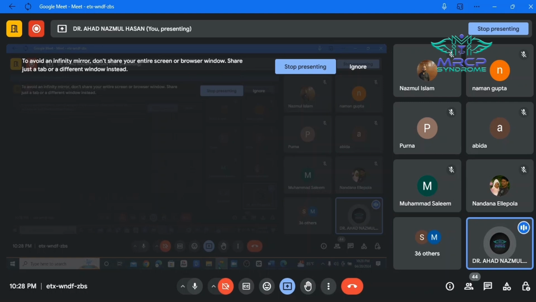And FLAIR means the fluid attenuated inversion recovery. The FLAIR image is also similar to the T2 weighted image, but TE and TR should be much longer compared to the T2.